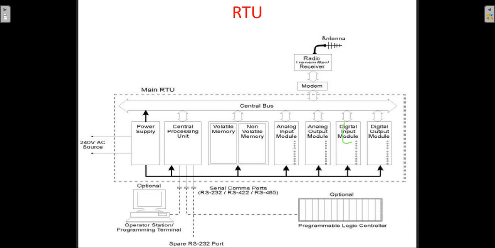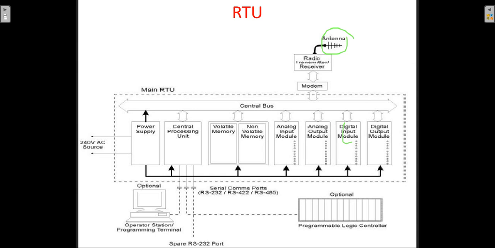Okay, and you may have a modem here, modulator and demodulator, right? And you have got a radio receiver and transmitter, and through this antenna the information can be sent to your master control unit, I mean the master terminal unit which you have seen, right?